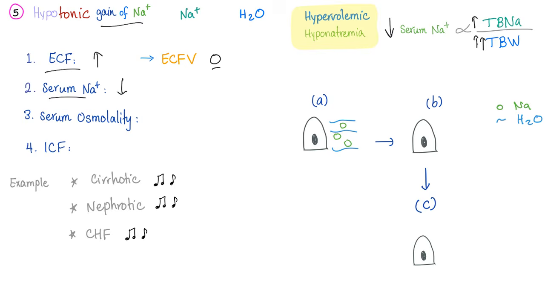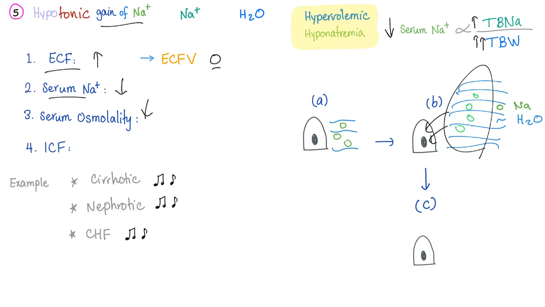How about the serum sodium low, serum osmolality low? ICF, use your brain. You gained more water than sodium. Okay, 1, 2, 3, 4. Now suddenly this is hypotonic and the ICF appears more attractive to water. ICF is going to expand. Example, the overload states, the edema states: cirrhotic, nephrotic, and CHF. We call them hypervolemic hyponatremia.